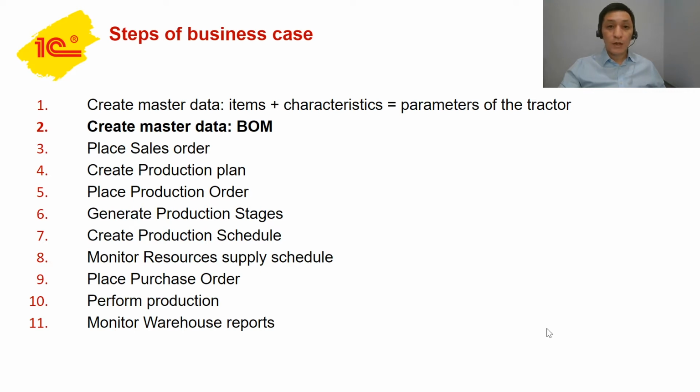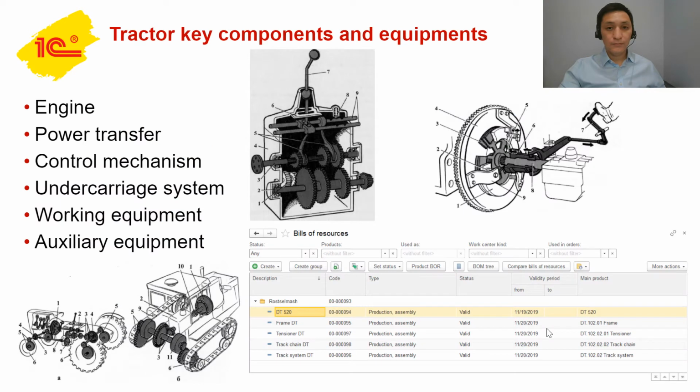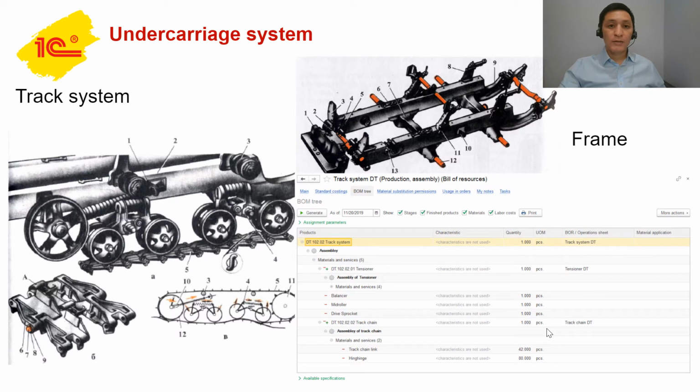Bill of resources allows you to save time managing all changes, because you need to change only this one template. Take a look at the major equipment of a tractor. There are cab, engine, power transfer, control mechanism, undercarriage system, working and auxiliary equipment. At the same time, the undercarriage system consists of a track system and a frame.